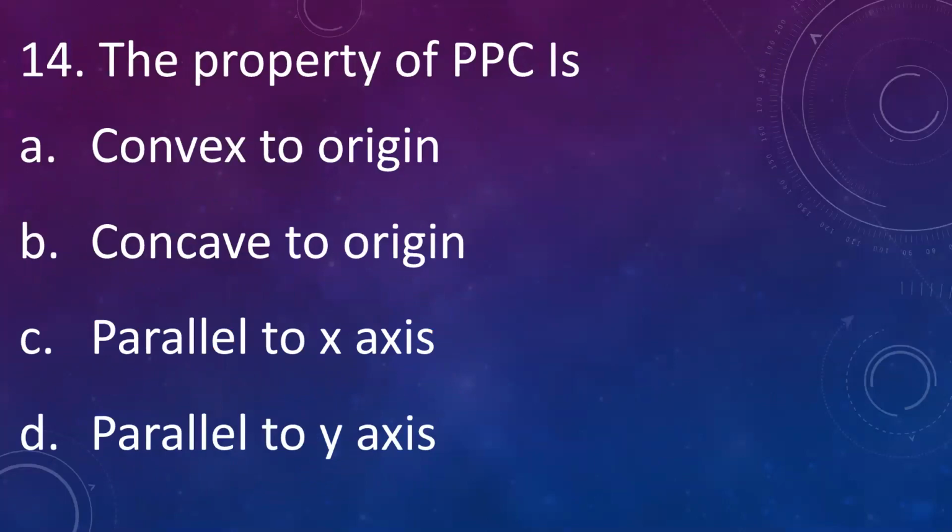The property of production possibility curve is A convex to origin, B concave to origin, C parallel to x-axis, D parallel to y-axis. Answer is concave to origin. The production possibility curve will be concave to origin, whereas ISO-cont will be convex to origin.